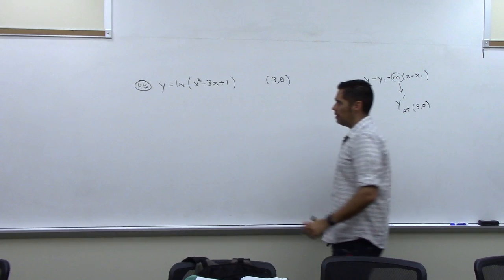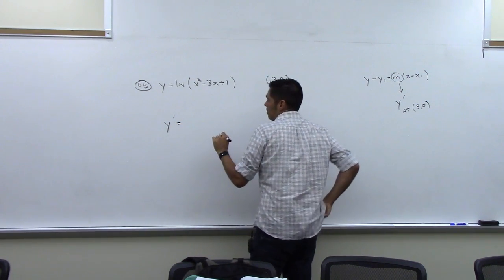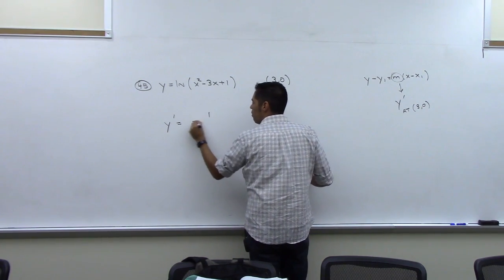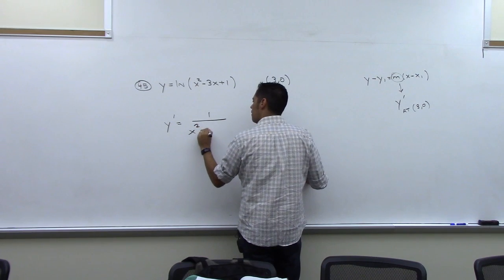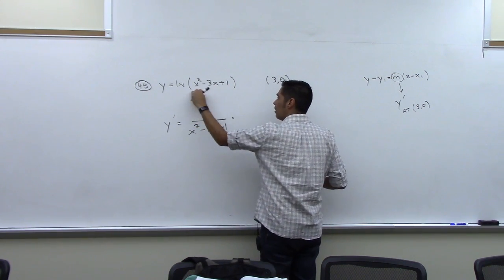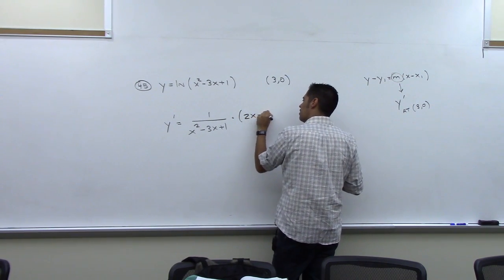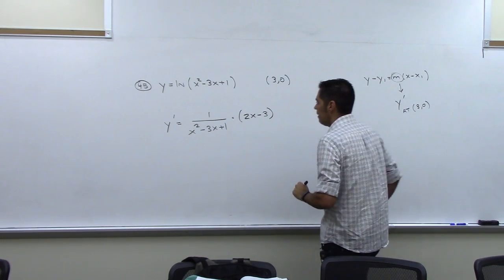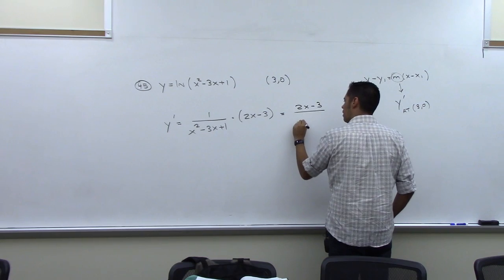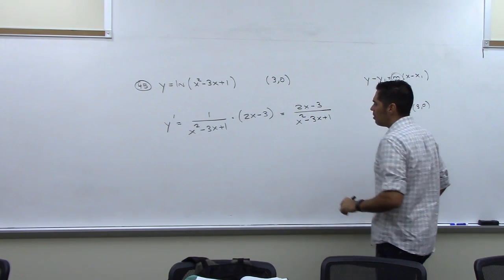So I need the derivative of this. So y prime, we have that the derivative of the natural log of something is 1 over that something times the derivative of what's in here. Derivative of what's in there is 2 terms, so 2x minus 3. So I put it in parentheses, which I could rewrite as 2x minus 3 over x squared minus 3x plus 1. So that's our derivative.